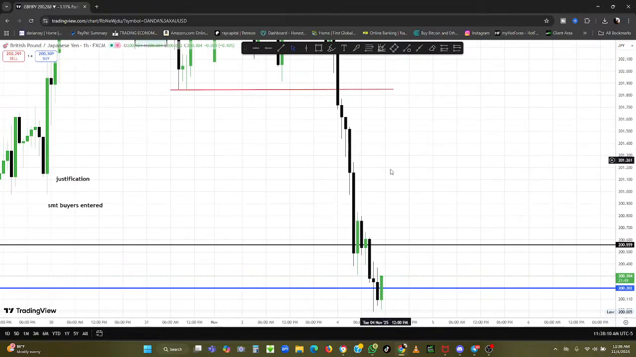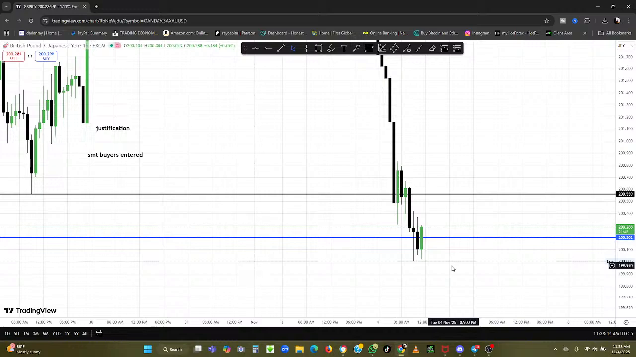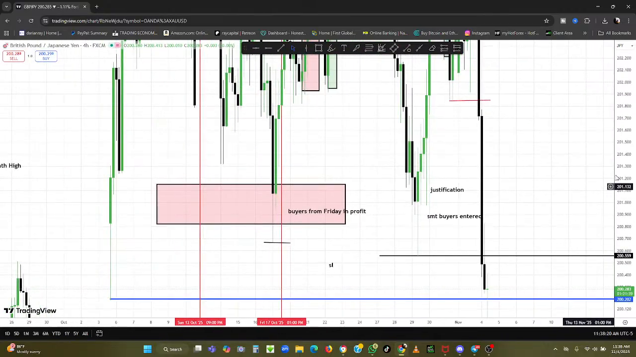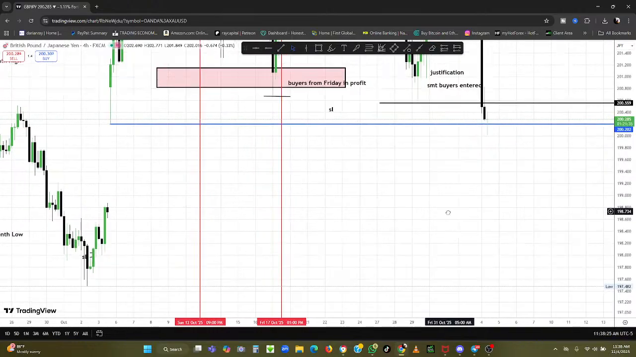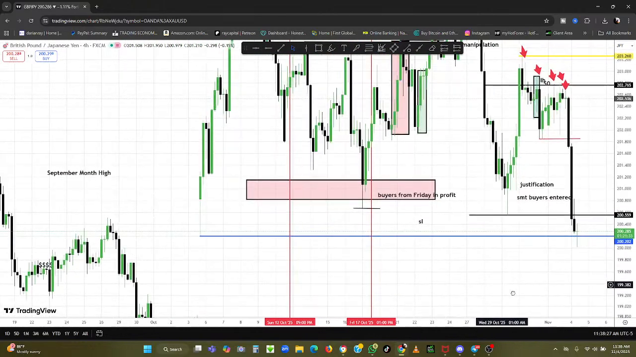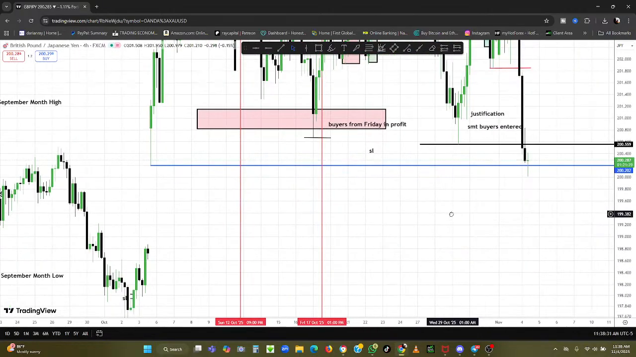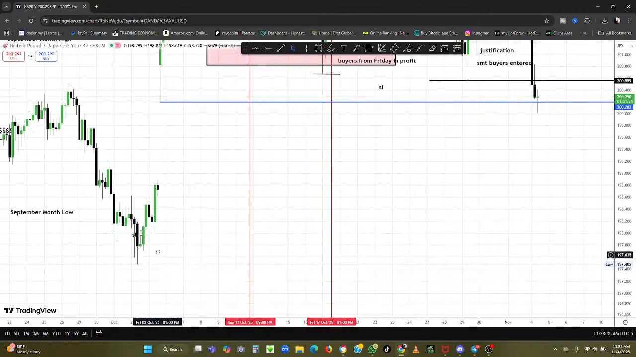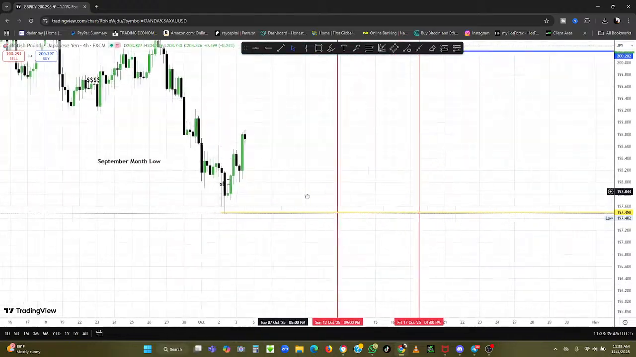Now, this is a wonderful opportunity for many of us right now. Back to the 4 hour, the market price is clearly going after some long targets. If this breaks, then obviously we have to look down to here. Potentially, market price is heading for the September month low.